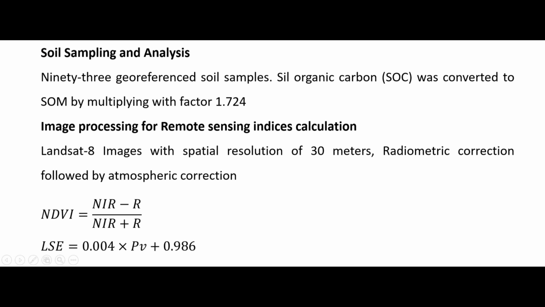This study was carried out on a farm having area of 0.94 square kilometer. It was actually a research station having diverse vegetations. इसमें ट्रीज भी थे, डिफरेंट किस्म के ट्रायल्स चल रहे थे. इसमें से हमने 93 जियो रेफरेंस सॉइल सैंपल्स कलेक्ट किए और सॉइल ऑर्गेनिक कार्बन डिटरमिन की. Soil organic carbon was converted to soil organic matter by multiplying with factor of 1.724.